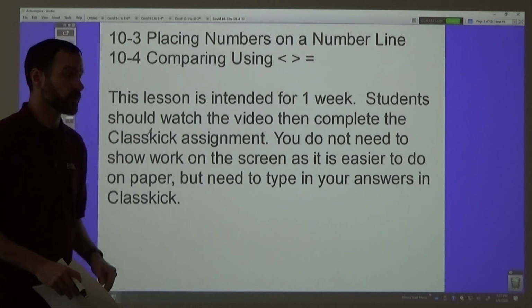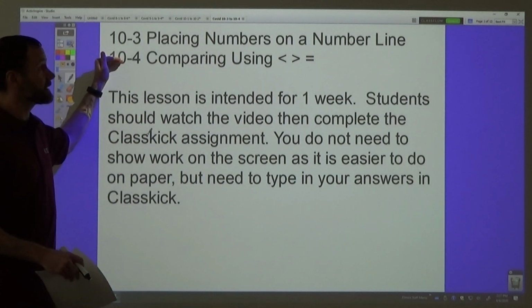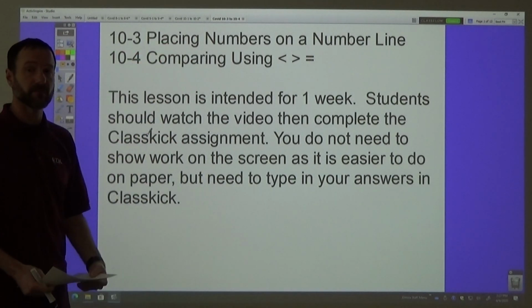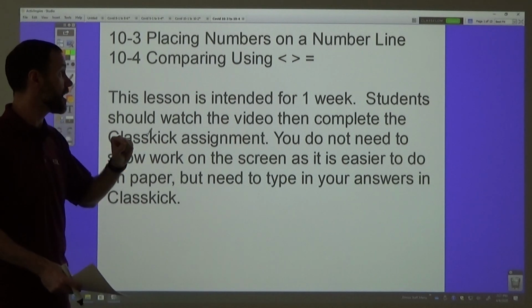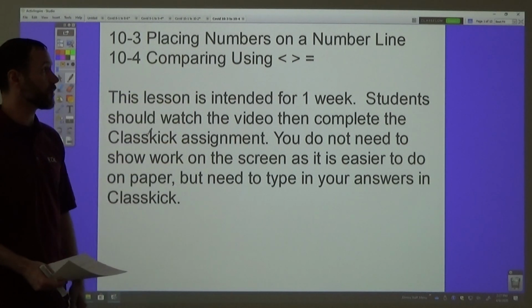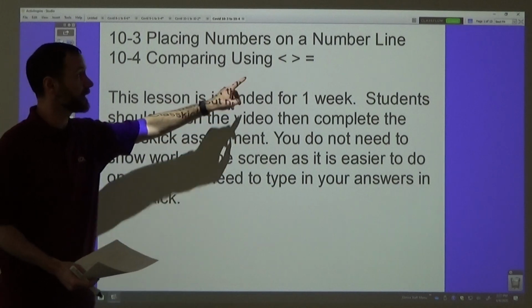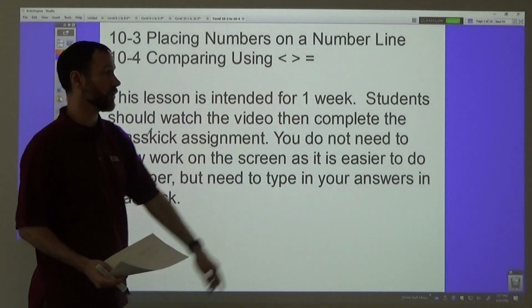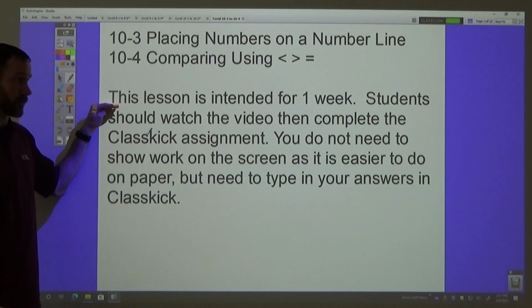Hello again, this is another one-week lesson on 10.3 and 10.4. 10.3 is placing numbers on a number line where they actually belong on the number line. And 10.4 is comparing two numbers using less than, greater than, or equal to. Again, this is for 1 week.